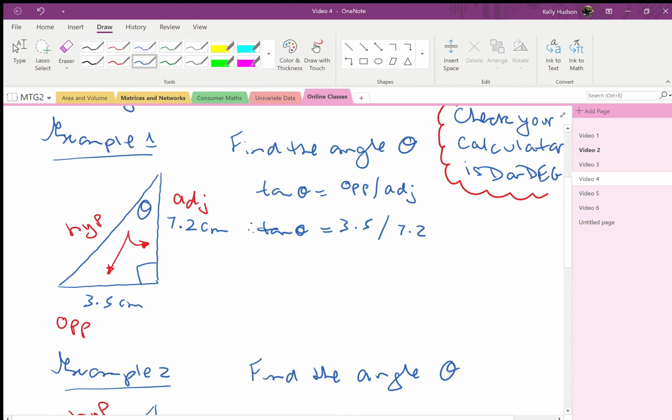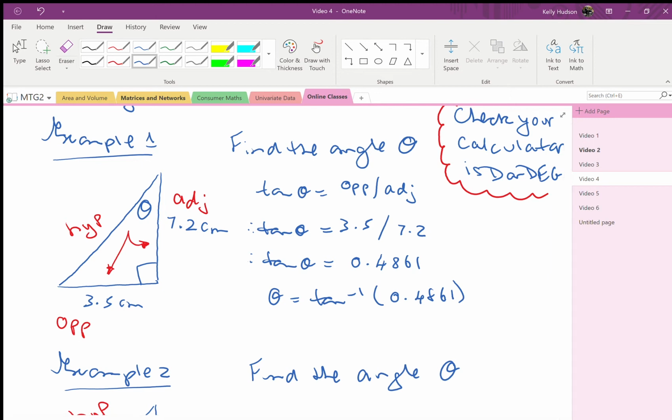So on the calculator, we work those out. Therefore, tan of theta is equal to 3.5 divided by 7.2, and I round to 4 decimal places. So we get 0.4861. Now to take the inverse to find the angle, I write down theta is equal to tan to the minus 1 of 0.4861.